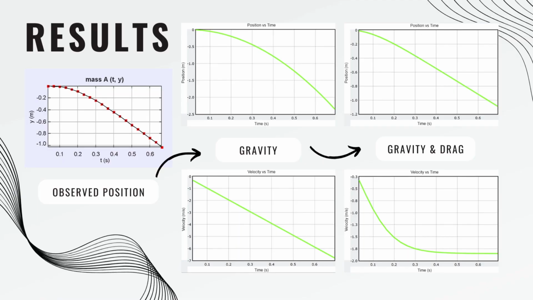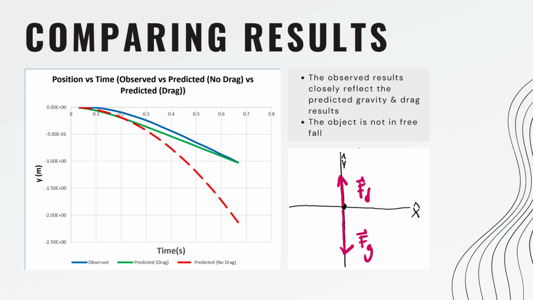From these models and the Tracker data, I arrived at these results which exhibit notable differences between each other, especially in the velocity versus time graphs. When I put all three models together, the differences became even clearer. However, there is more difference between the observed motion and the predicted freefall motion compared to the predicted drag motion. Therefore, it is safe to say that the object is not in freefall and drag was a contributing factor in this motion.